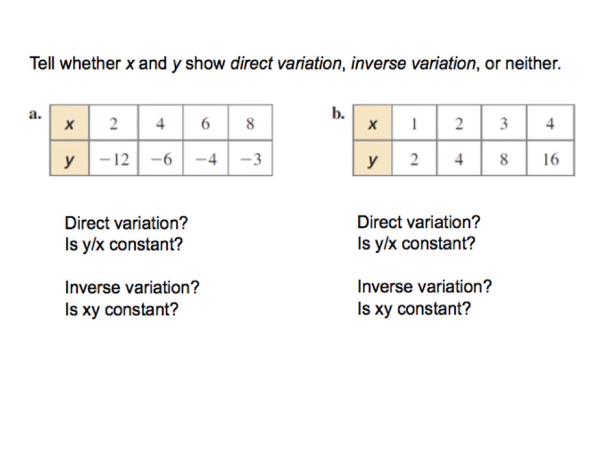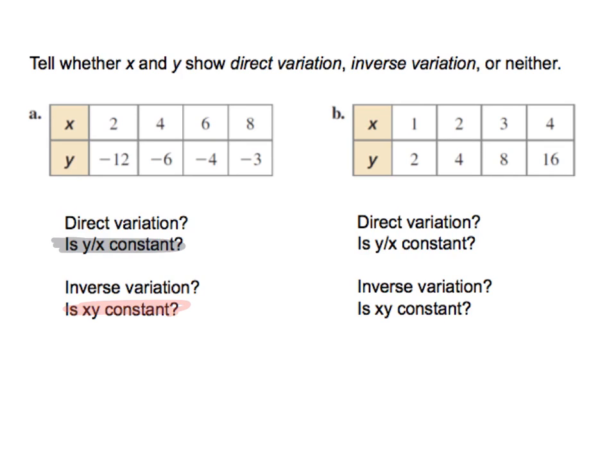Okay, so let's go ahead and look at these tables and decide if it's direct, inverse, or neither. So we're going to look at the relationship between x and y. Remember, if it is direct variation, that means that when you divide y divided by x, it's the same thing every time. If it is inverse variation, when you multiply x times y, you get the same thing each time.